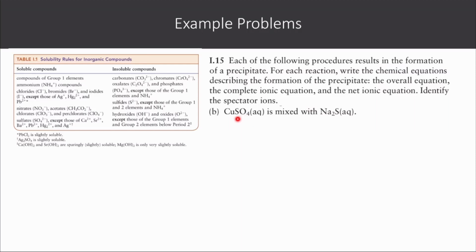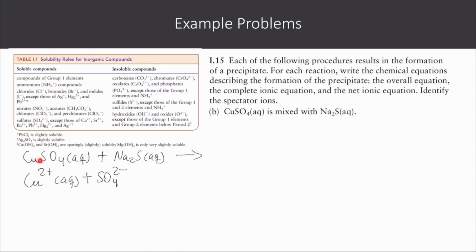In the next question, we mix copper sulfate with sodium sulfide. So first we write the overall equation. We have copper sulfate in aqueous solution being mixed with sodium sulfide in aqueous solution. To get the products, we first look at the ions in the next line. So this copper must be a 2 plus in aqueous solution because sulfate is a 2 minus.